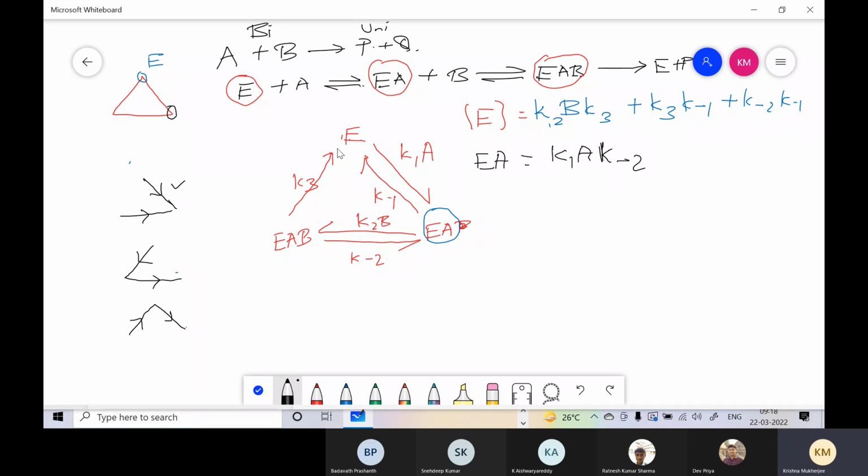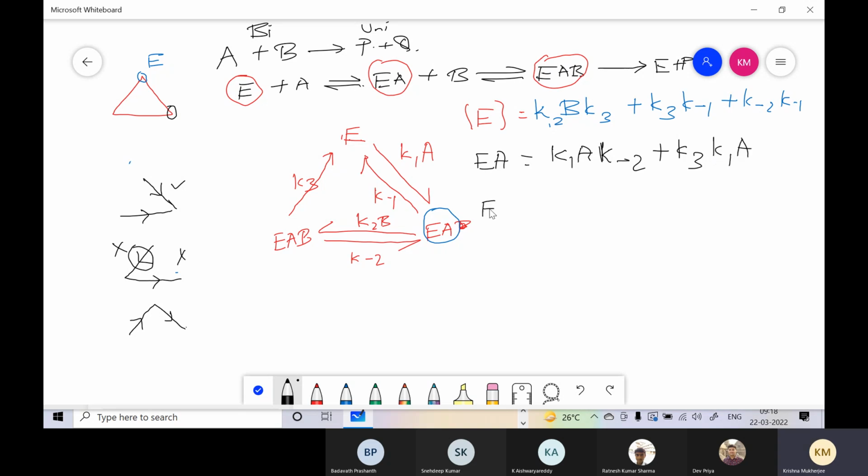What about this one? Now, this one does not exist. So this part does not exist. So this is gone. But this one exists. K3 into K1A plus K3 into K1A.